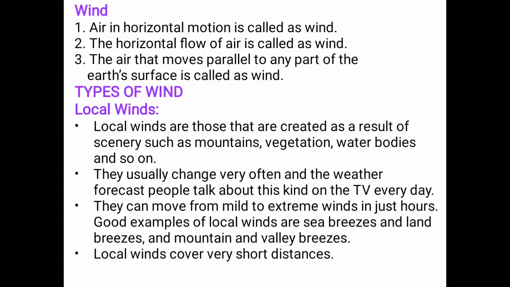Wind is defined as air in horizontal motion. This is the first definition of wind, and it is very simple: when air moves in a horizontal direction, it is called wind. Another definition: the horizontal flow of air is also called wind. The third definition: air that moves parallel to any part of the earth's surface is called wind.